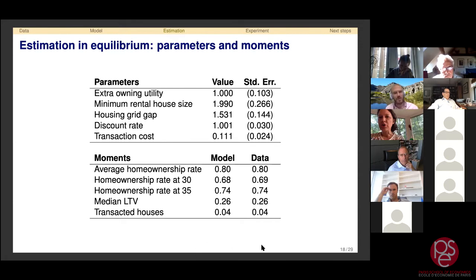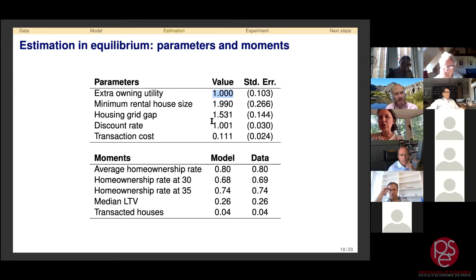So as you can see, two messages. We can match these moments pretty well. The parameters are pretty tightly estimated, and there are some interesting features in terms of the point estimates. First, we found it quite surprising that the extra utility for owning was 1. So basically, the data is not pointing to any extra utility in which households might want to own more in Spain, at least within the boundaries of this model.